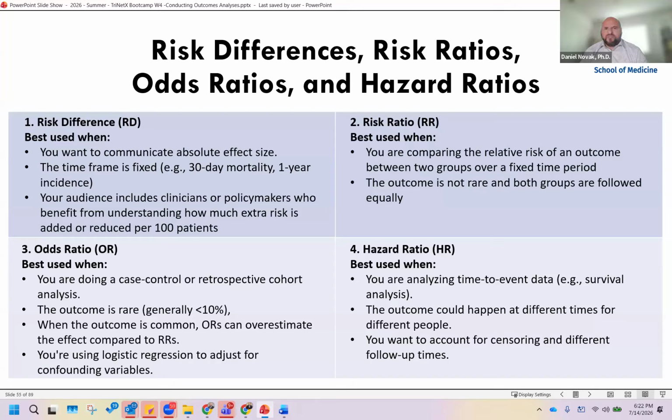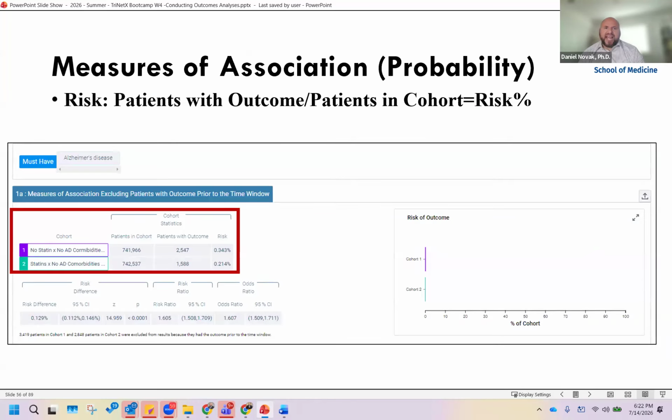So risk differences, when you want to communicate with people who maybe are non-technical. Risk ratios, when you want to communicate something that's a relatively common outcome, so it doesn't overestimate or underestimate that. Odds ratios, when it's something that's relatively rare. And hazard ratios, generally, when time is involved. So let's look at how TriNetX represents this for you.